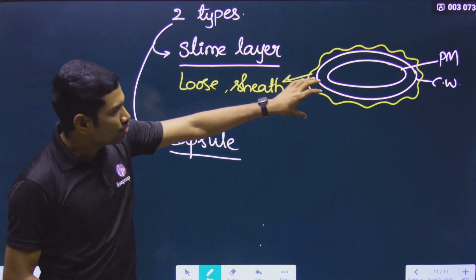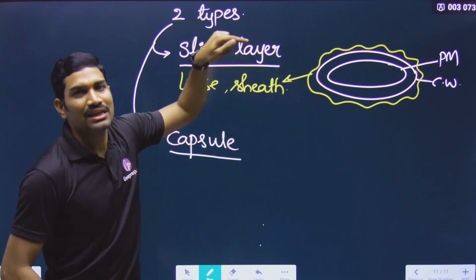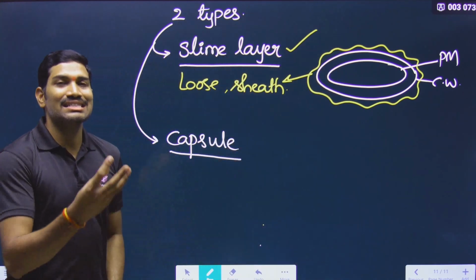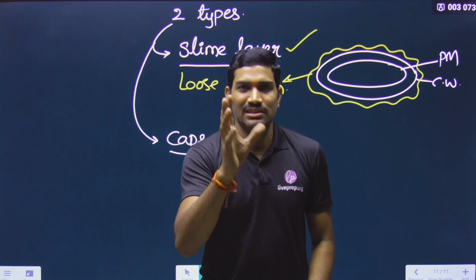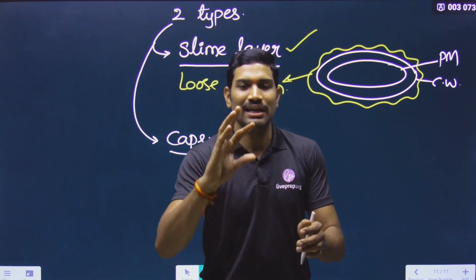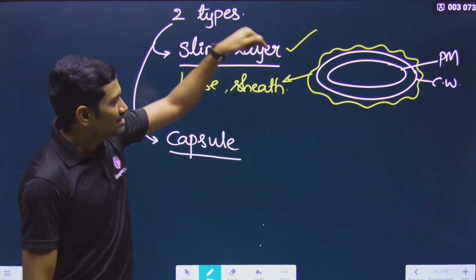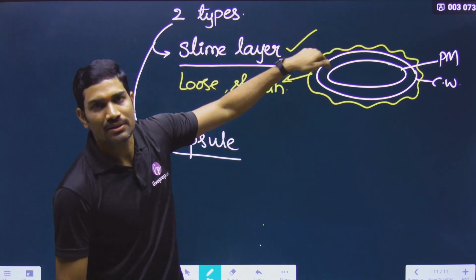So it is a loose, sheath-like structure. And if glycocalyx is present like this, then it is called a slime layer. Now you can understand that when you say slimy, it is sticky, yes or no? If it is semi-solid like and sticky, then it is called slimy. So this layer is a loose, sheath-like structure. That's why it is called a slime layer.